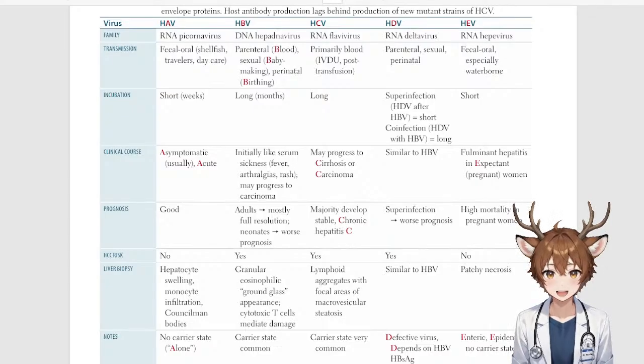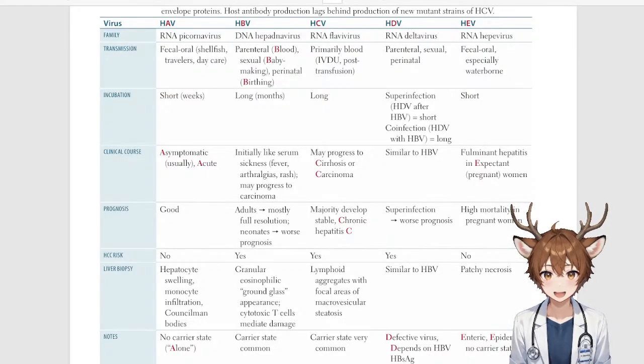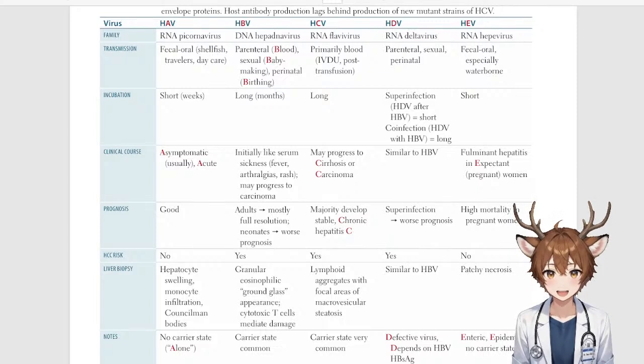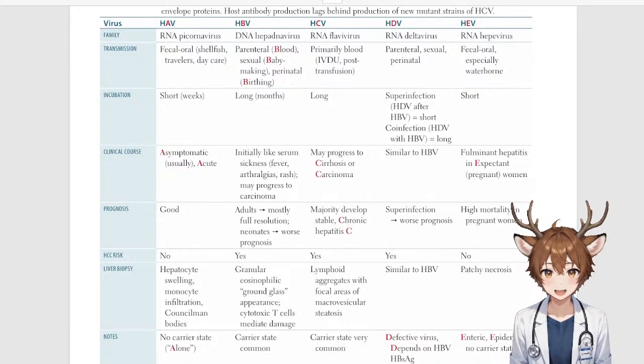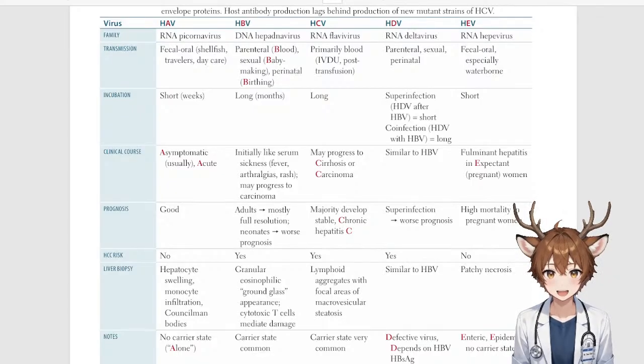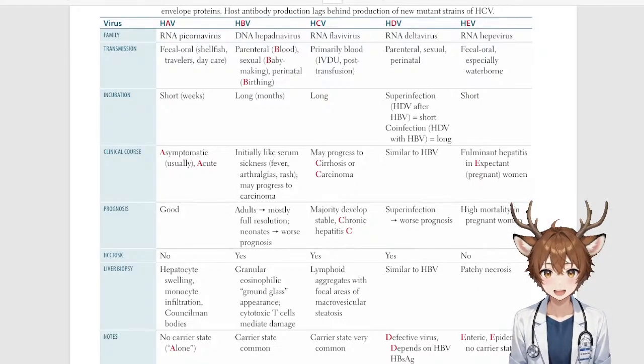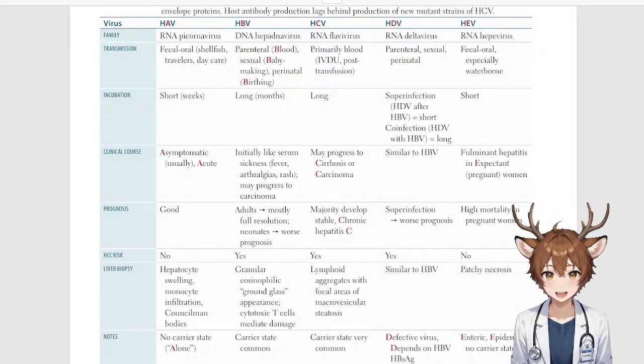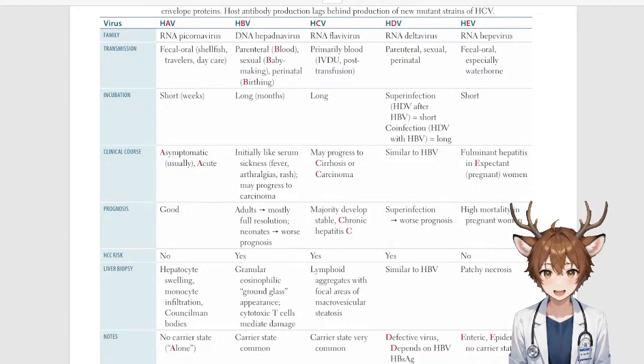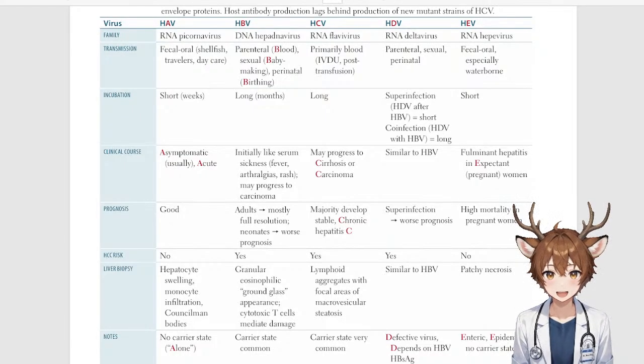What about HDV? RNA delta virus, also part of the viroid family. Spread parenterally, sexually, perinatally. Incubation period: superinfection, HDV after HBV, short; co-infection, HDV with HBV, long. Similar to HBV, prognosis, superinfection is a worse prognosis than the co-infection. Co-infection is not as bad, superinfection is worse.